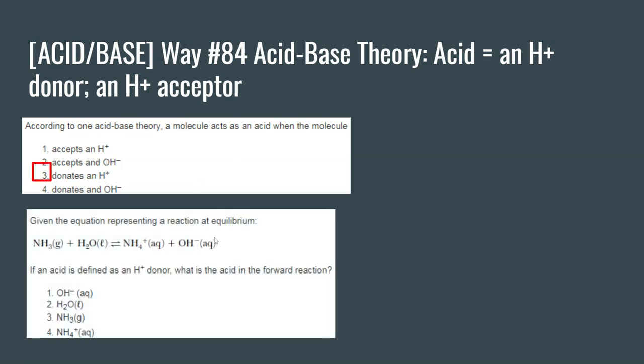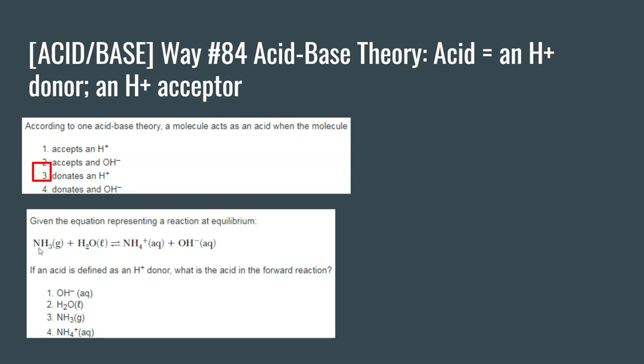Given the equation representing a reaction at equilibrium, ammonia plus H2O is in equilibrium with ammonium ion plus hydroxide ion. If an acid is defined as a proton donor, what is the acid in the forward reaction? In order to do this problem, look at the reactants and see how they change. Which one of these reactants is donating hydrogen and which one of them is receiving?